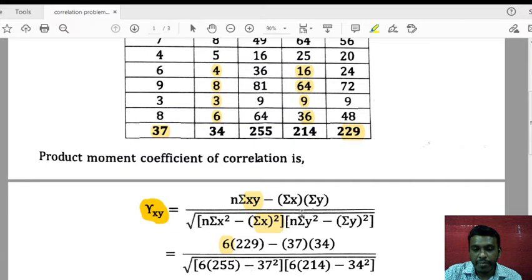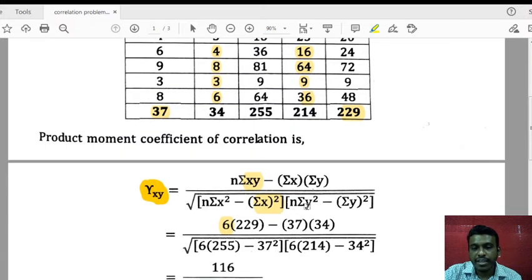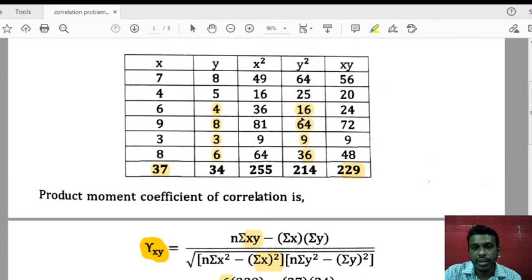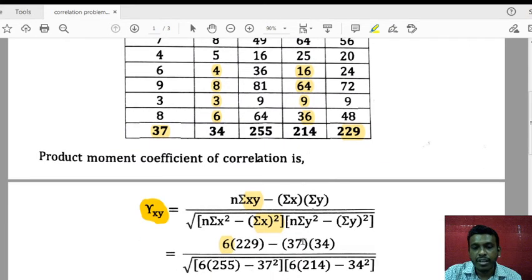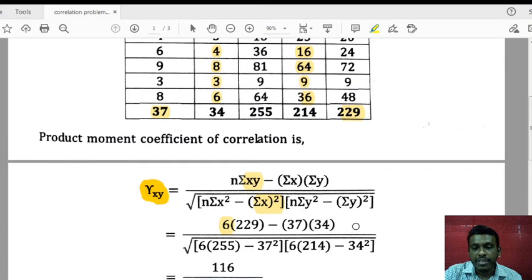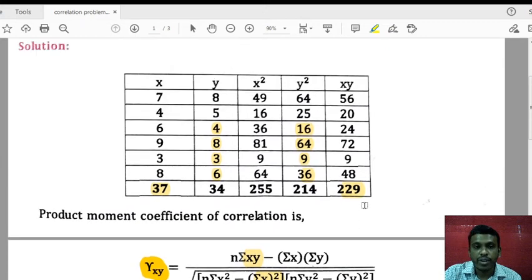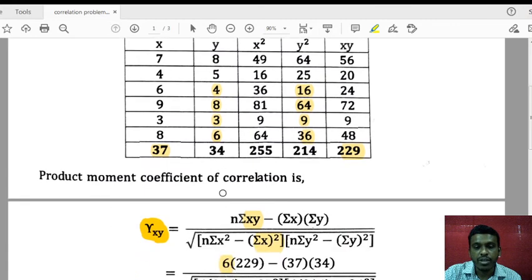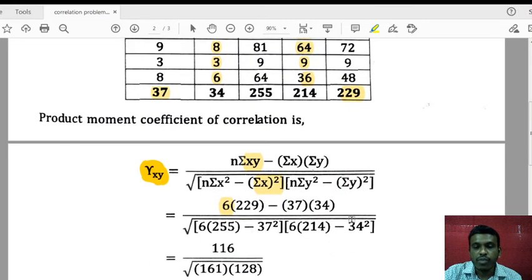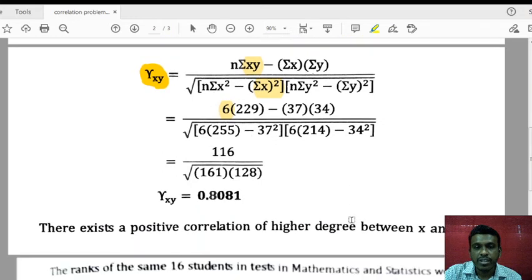Similarly, bracket complete, one more bracket: n, that is 6, into summation y square. We take summation y square 214 here, that is the sum of all y square values, then minus summation y the whole square. That is the square of summation y, that is 34 square. Once you simplify this, you will get this.